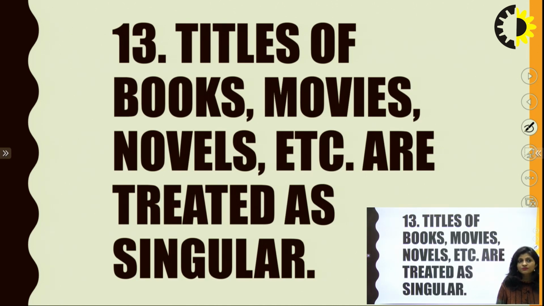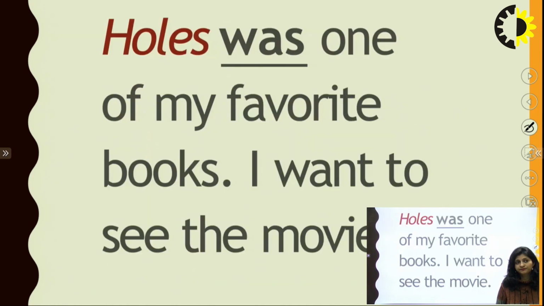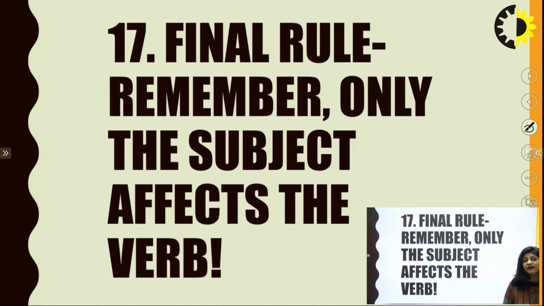Titles of books, movies, novels, etc. are treated as singular. Like, Holes was one of my favorite books. I want to see the movie. So Holes is the title of the book and it is written as a plural word, but actually it is the title of the book, which is always considered a singular subject. Final rule: remember, only the subject affects the verb.